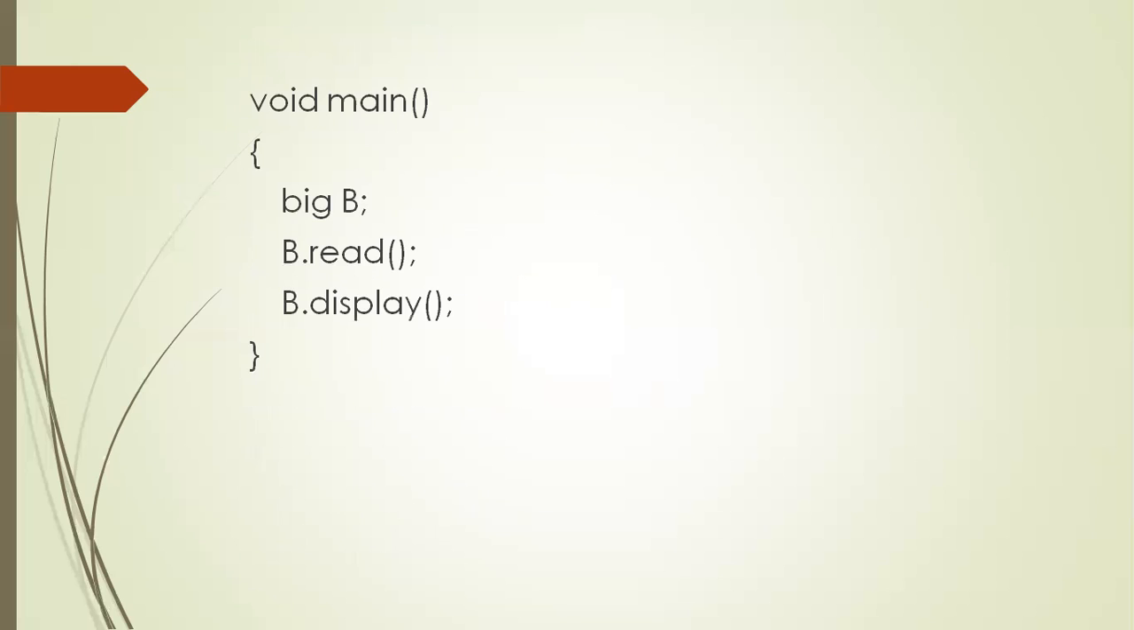That's all. Next, in the main function, I create only one object called b of class big. Call b dot read. There you input the values for a and b, two numbers. Then b dot display. Here I'm not calling the large function separately, because when you call the display function, it in turn calls the large function. That's the purpose of nesting of functions. So the display function is nested with the large function, or the display function and the large function are nested within each other.